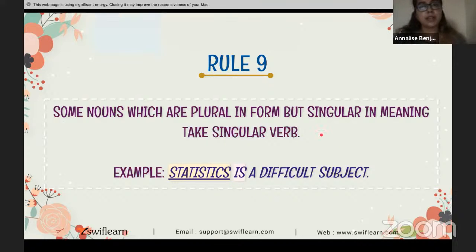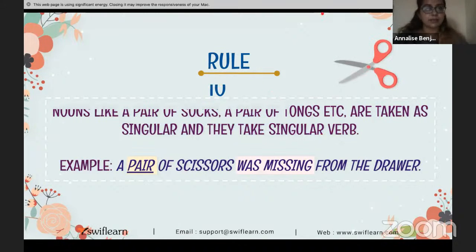Okay? Rule number 10. You've often heard words such as a pair of socks, a pair of tongs, a pair of scissors, right? We're talking about a pair. Whenever we talk about a pair of things, we're talking about something singular. It is not plural. So our verb will also be singular.